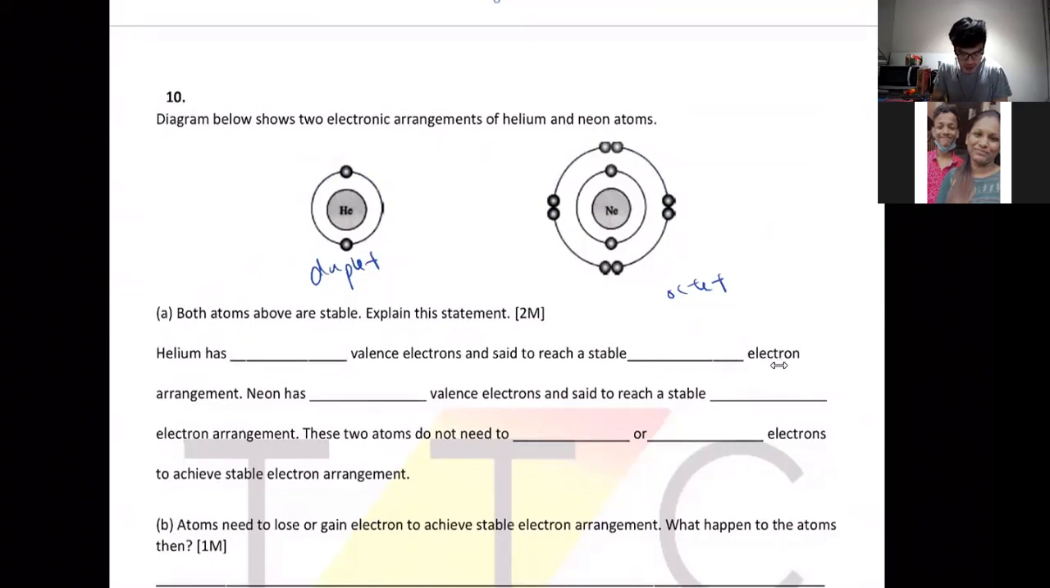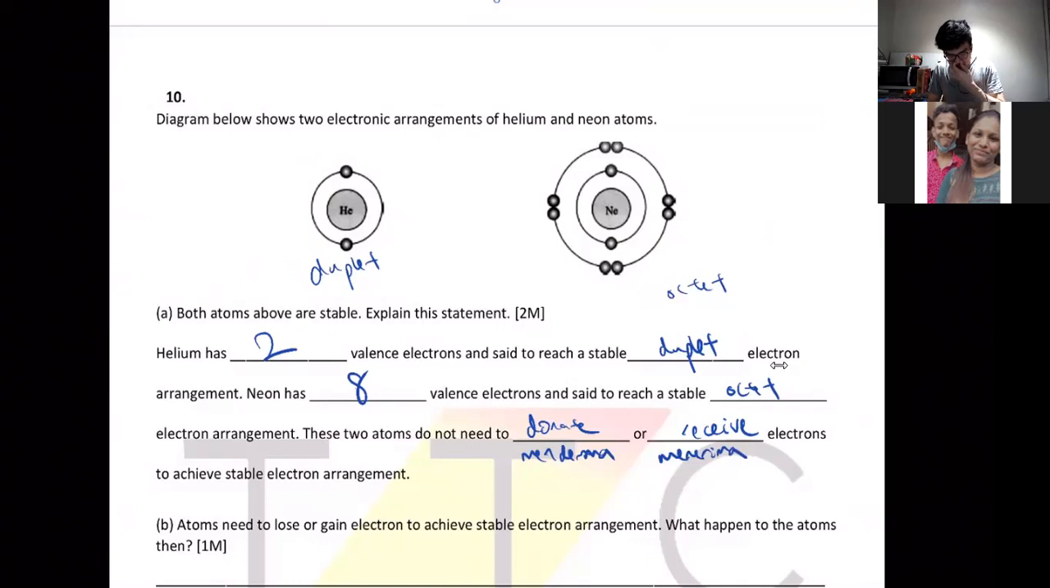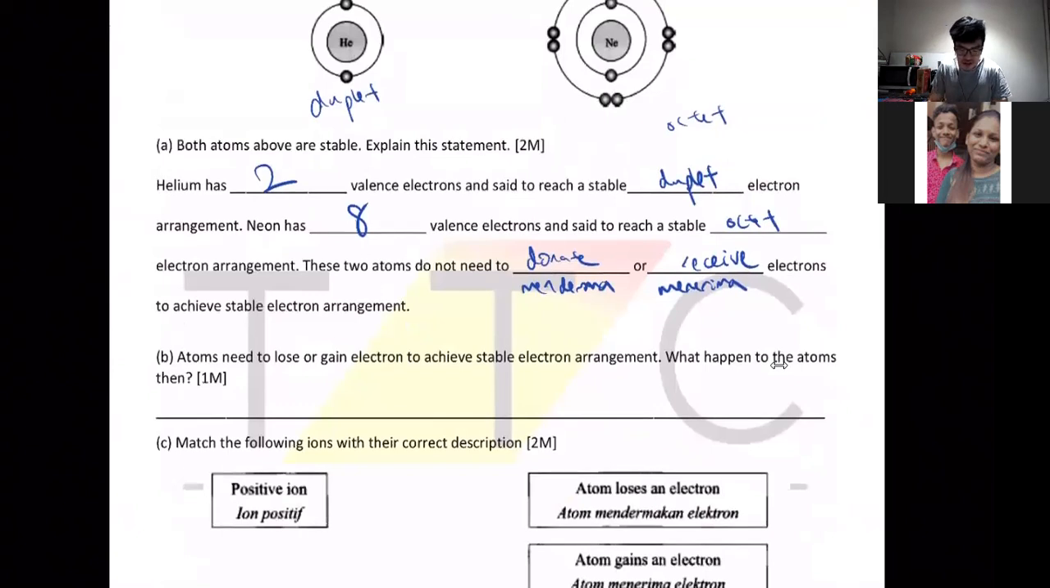Explain this statement. Helium has 2 valence electrons and is said to reach a stable duplet. In BM is also called duplet, electron duplet. Neon has 8 valence electrons and is said to reach a stable octet electron arrangement. These 2 atoms do not need to donate or receive. Tidak perlu menderma atau menerima electron to achieve stable electron arrangement. See, I say very easy one, not lying to you.